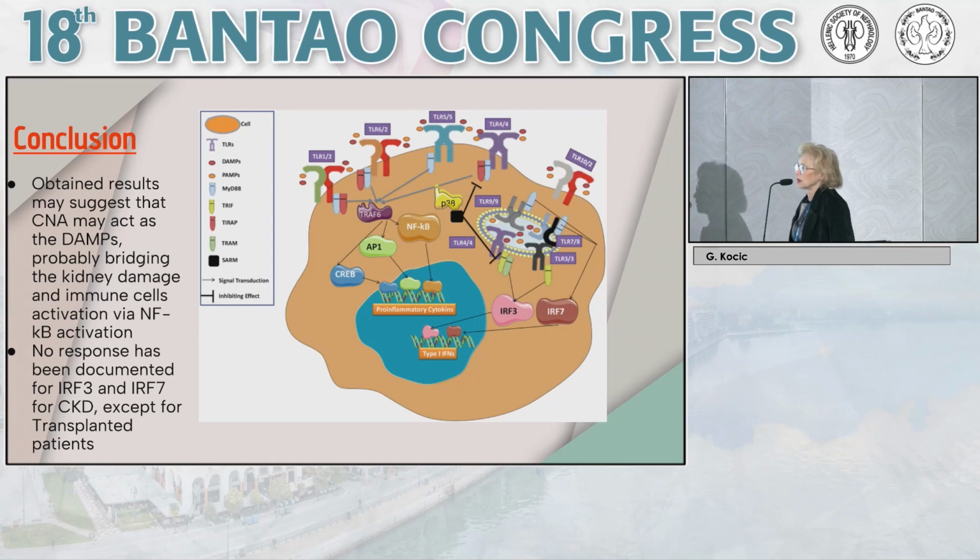conclusion, the obtained results may indicate that circulating nucleic acid can act as damage-associated molecules, and then they can induce a strong inflammatory response via activation of the transcription factor NF-kappa B, while the effect through interferon-related factors 3 and 7 and MDA5 was without effects.